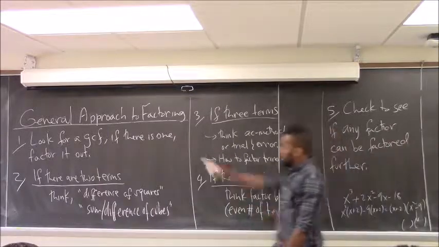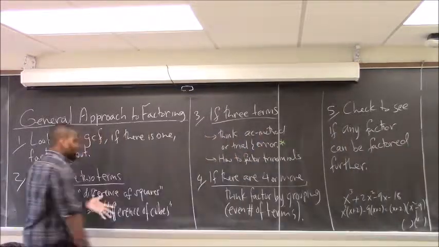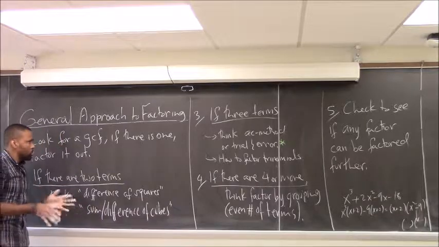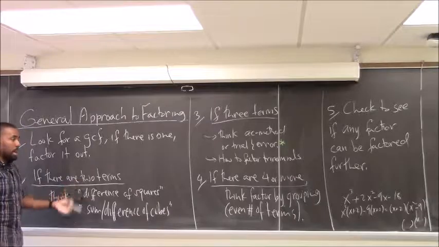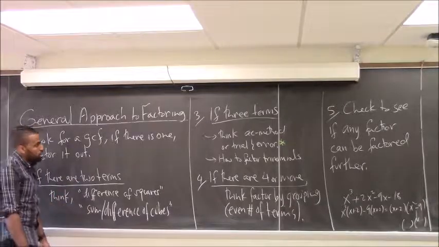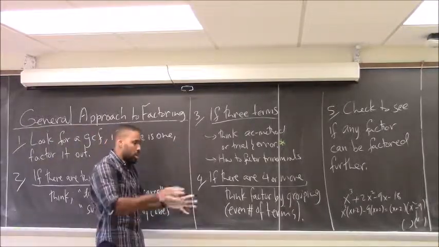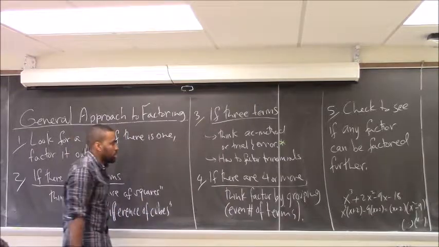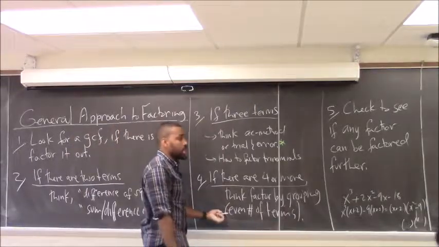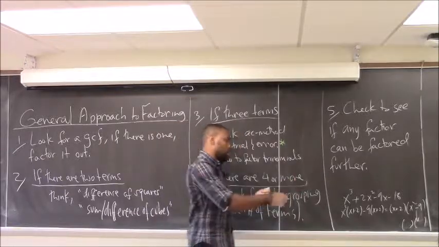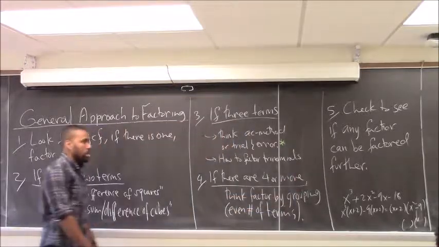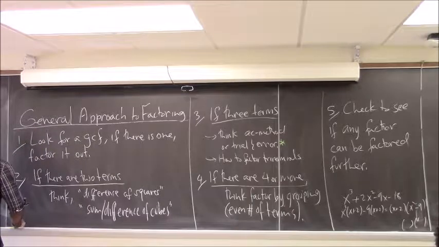But you always think GCF first. If there are two terms, you're always going to be thinking difference of cubes, difference of squares. Probably difference of squares should be thought of first. And if both apply, do the difference of squares first. If there are three terms, you want to think trinomials, AC method, trial and error. Four terms, you think factor by grouping, or any even number of terms like six or more. And then check if you can go actually further once you've applied a technique.